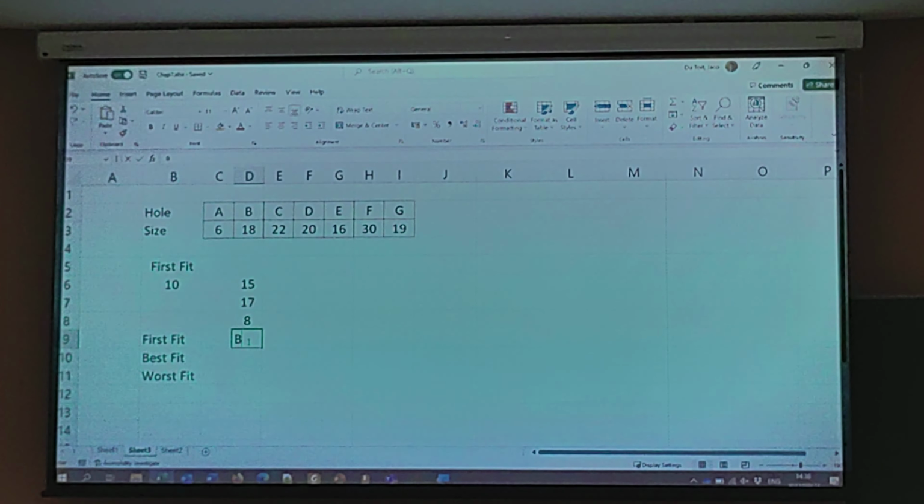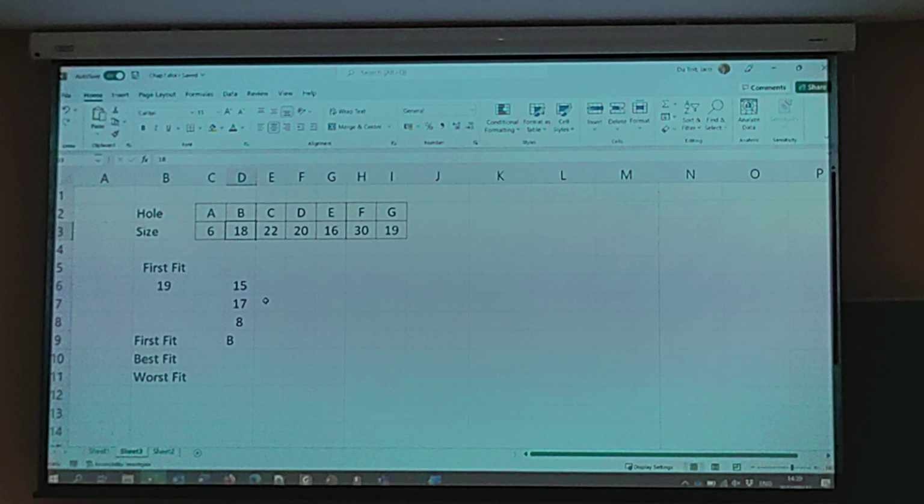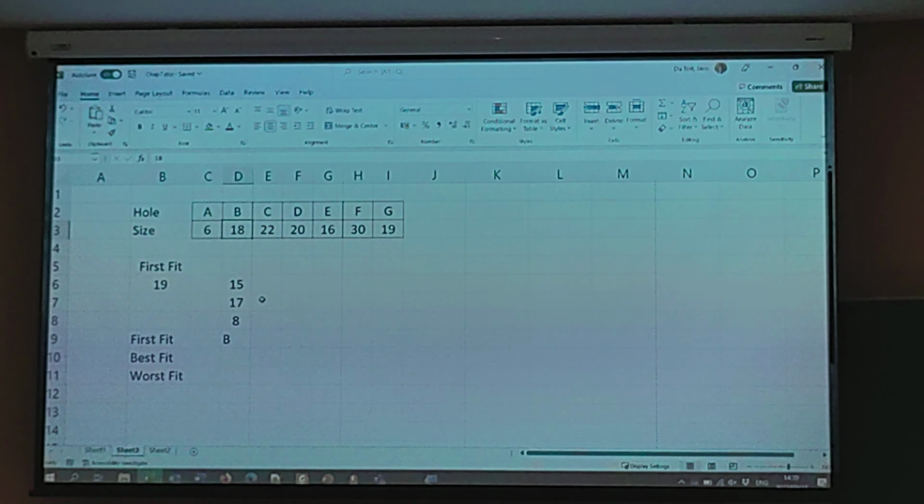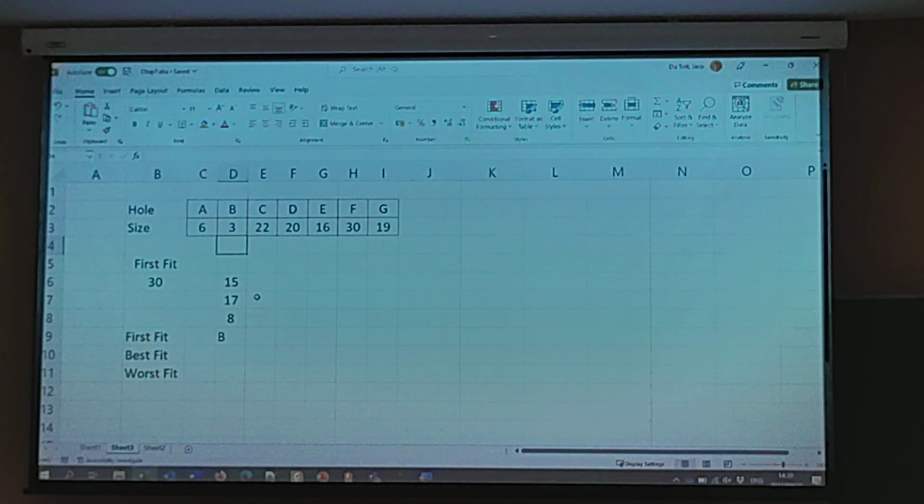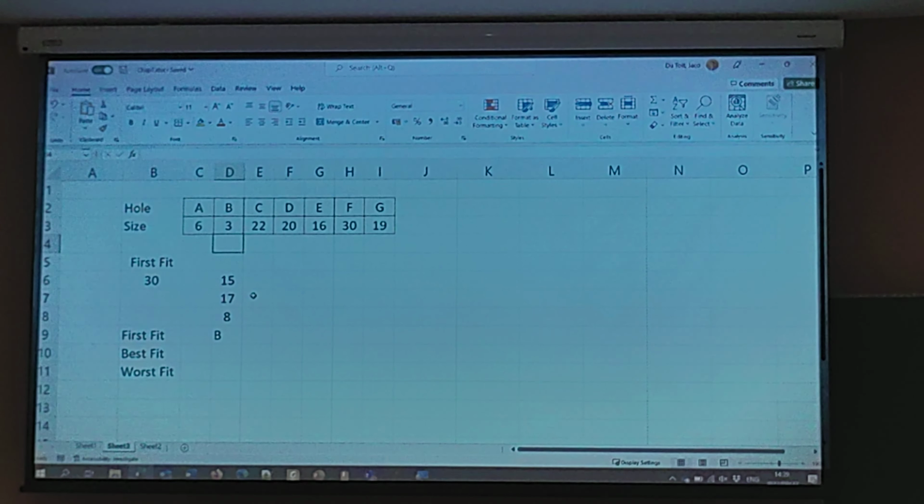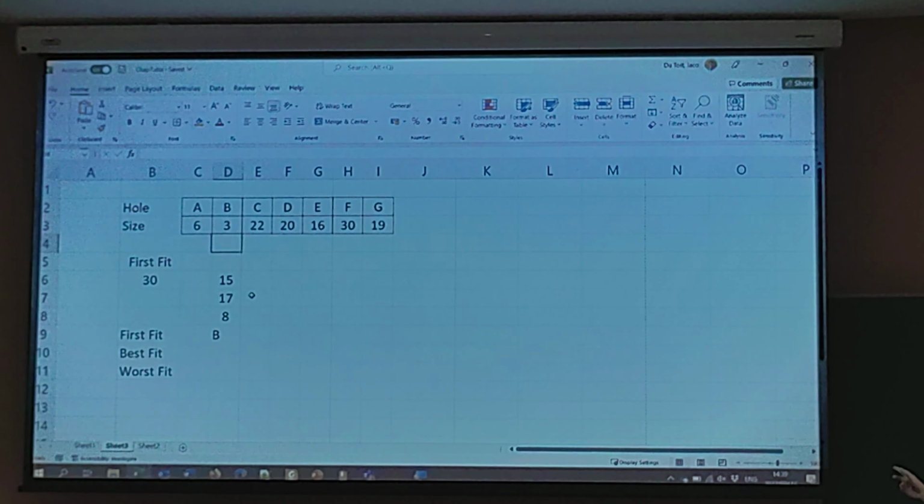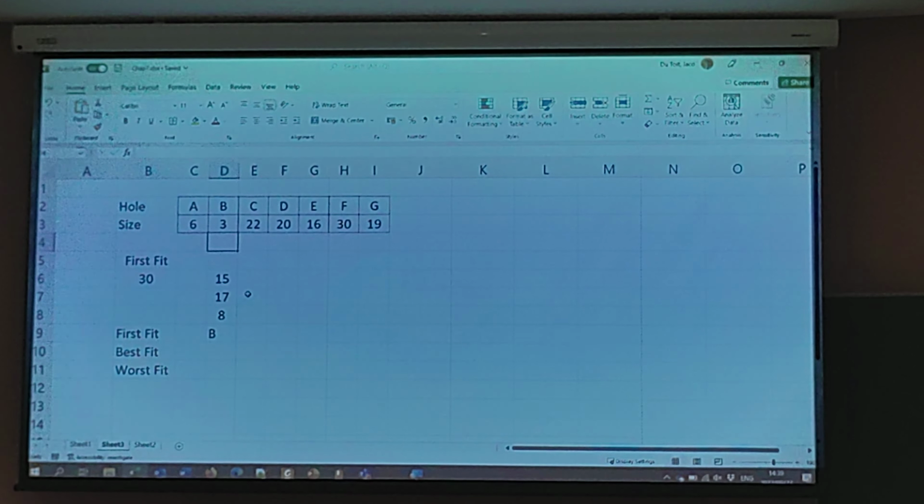Here, write B. Now once we've fitted B, what's left? 3. Remember, the whole hole isn't fitted, only 15 units of the hole is fitted. That means B isn't gone, but it now has 3 units that's left.